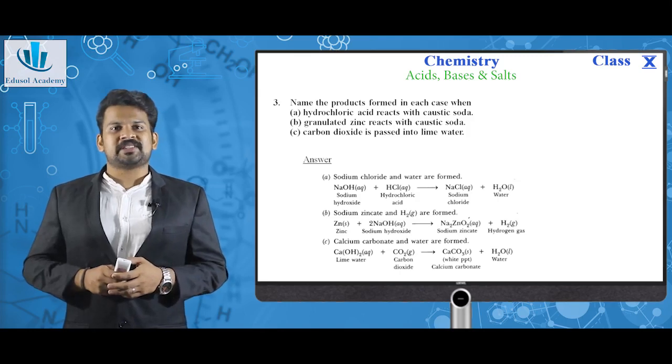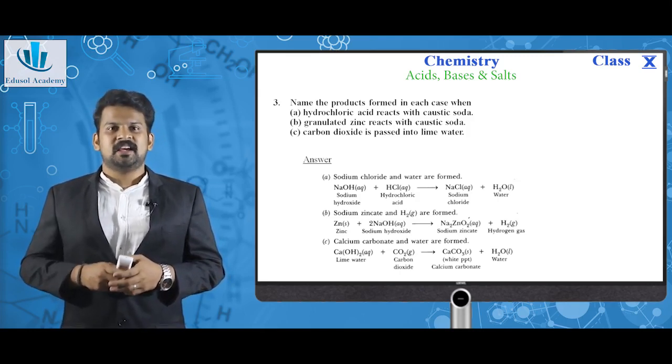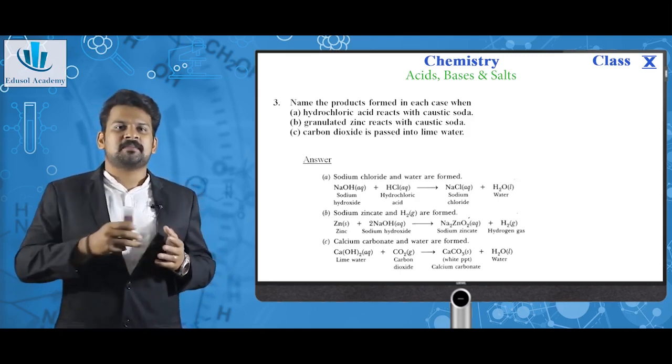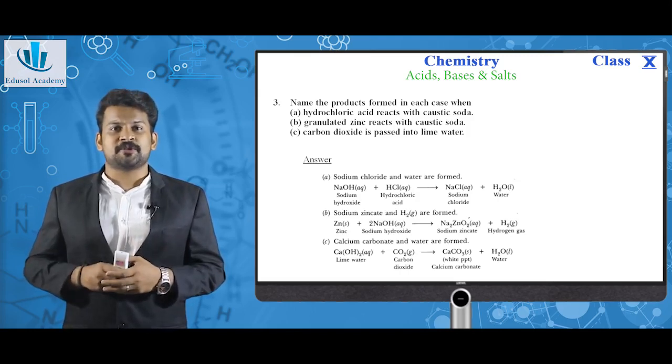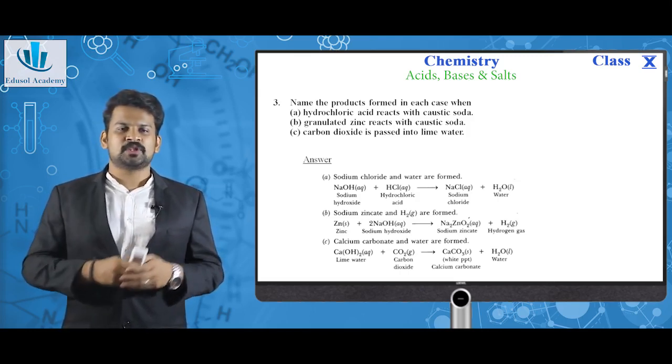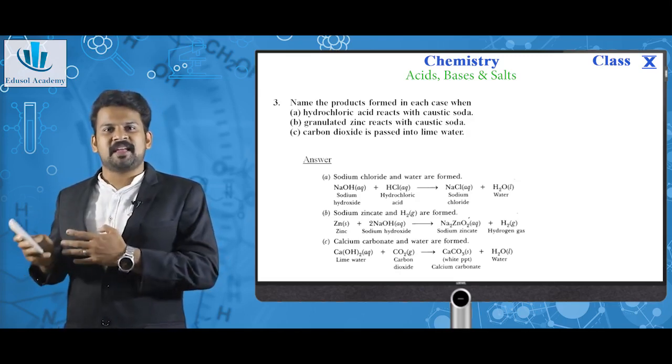C part, carbon dioxide is passed into lime water. What is lime water? It is nothing but calcium hydroxide. When calcium hydroxide and carbon dioxide react, calcium carbonate is formed. Calcium carbonate is also called limestone. So Ca(OH)2 plus CO2 giving CaCO3 plus H2O.